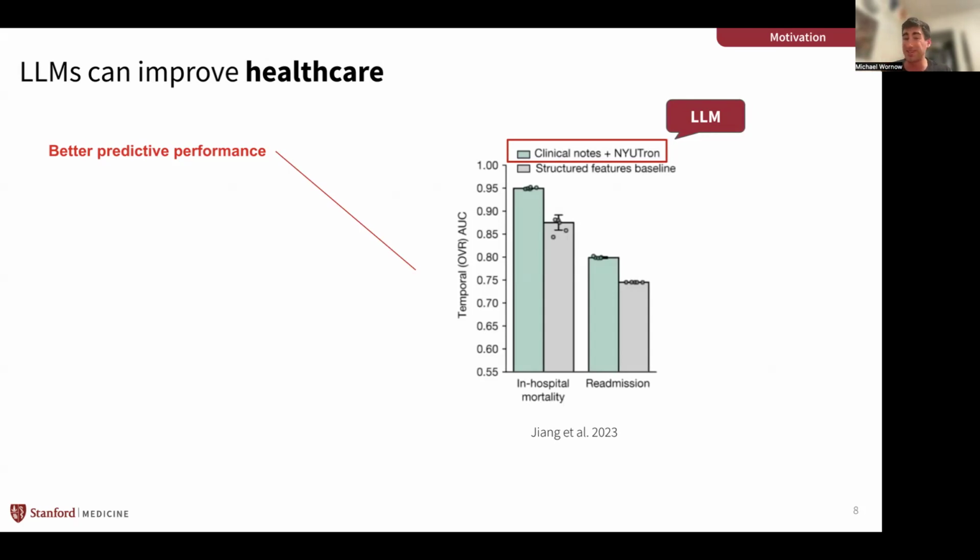So the first one is probably the most obvious, and that's that these large language models can help us do better predictive performance on tasks that a hospital would care about. So here's an example from a paper out of NYU from last year where they basically trained a large language model on a bunch of clinical text. And here the large language model is the green bar and the traditional model is in gray. And as you can see for the 2 tasks that they were looking at, predicting mortality and readmission risk, the language model far exceeds the traditional machine learning model in terms of accuracy, right?